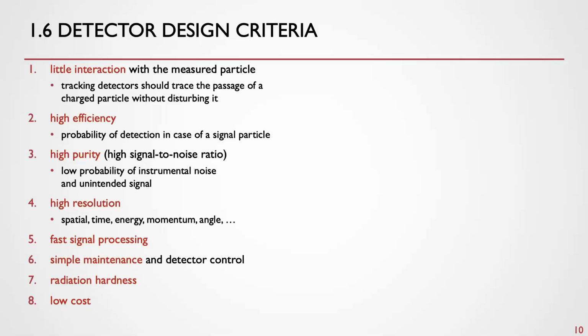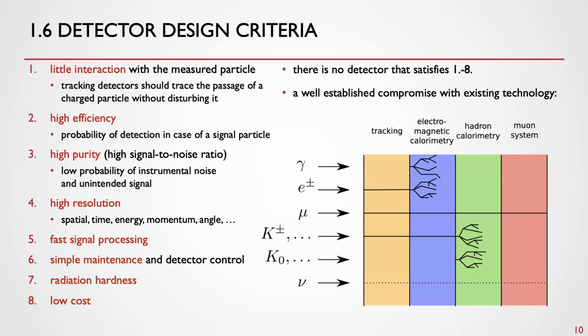Of course, this is all not possible. Everything is expensive. Well, 1 to 8 are a multidimensional optimization problem, and typically you can only pick one or two features, optimize these, and then the others are as good as it gets. A well-established compromise with existing technology is the following.